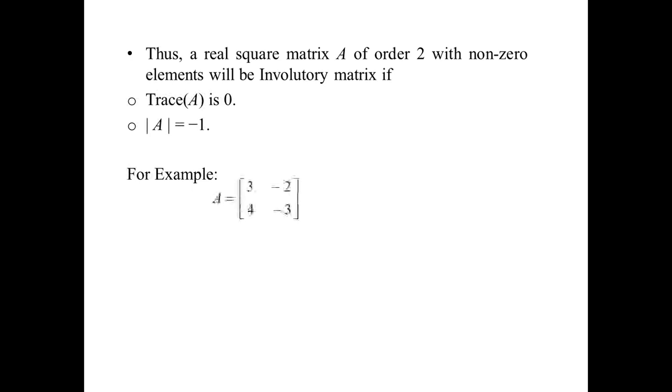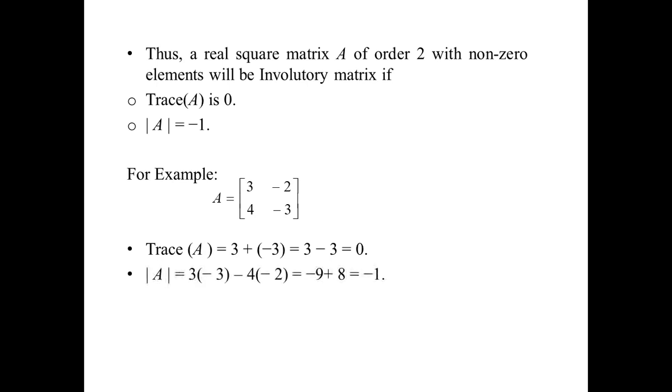For example, we have this matrix A whose elements are 3, minus 2, 4, minus 3. Now find out the trace. The trace is the sum of diagonal elements, which is 0, and the determinant is minus 1. So we can say that this matrix is an involutory matrix.